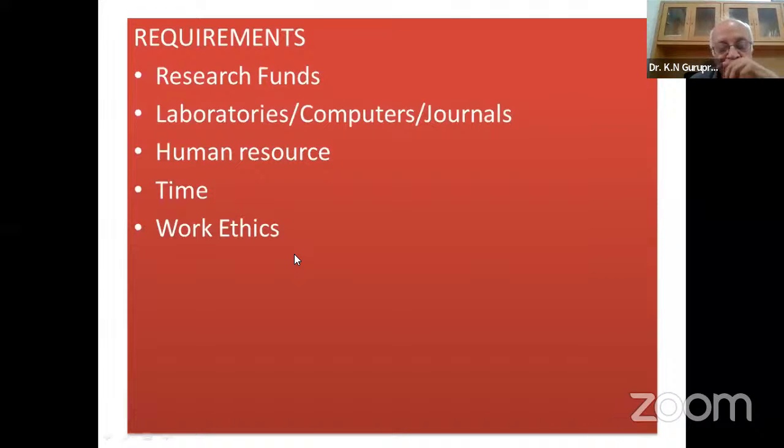I remember one of the quotes from our former president Abdul Kalam, who said that perfection comes from experience, and the experience comes by making mistakes. See, this is how we need to develop the research attitude in the students.